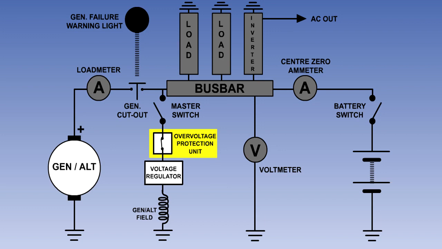An over-voltage protection unit is fitted to protect against the output voltage of the generator rising dangerously high and causing damage to aircraft circuits due to overheating. It is primarily protecting against voltage regulator failure. The over-voltage protection circuit will automatically disconnect the field circuit if the voltage rises to approximately 20% above the normal generator output voltage, thereby reducing the generator output to zero and safeguarding the system.